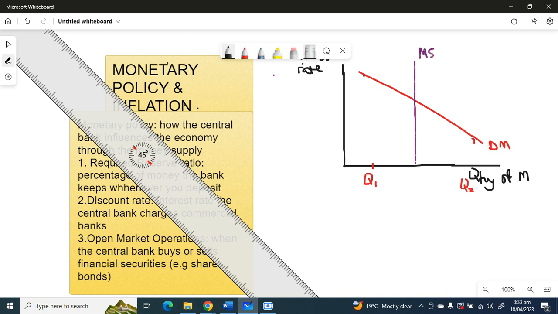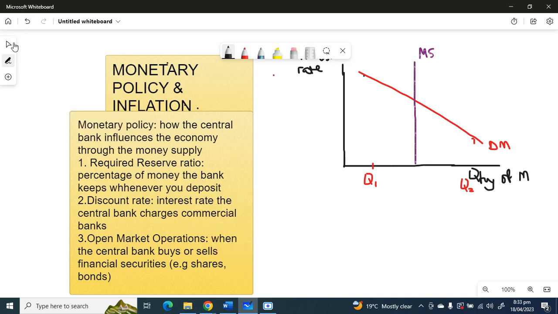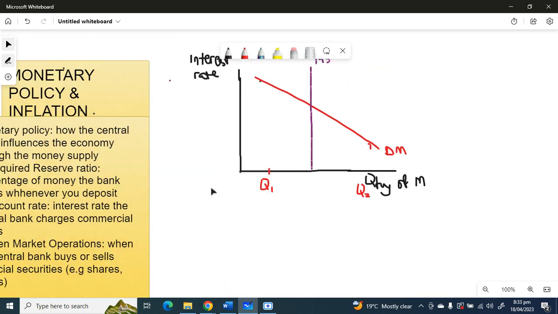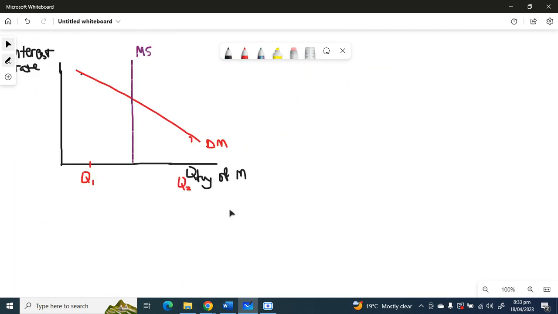And another important concept we have to understand is the quantity theory of money. Right. It's represented as this: M times V equals P times Q. So what this equation is telling us is, first let me explain each of the letters.